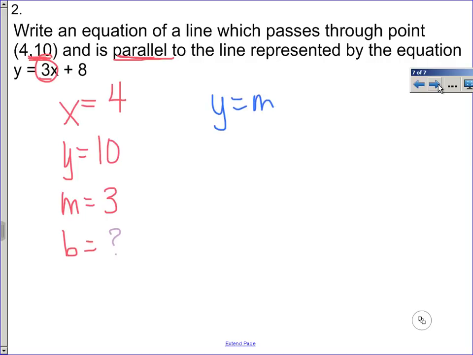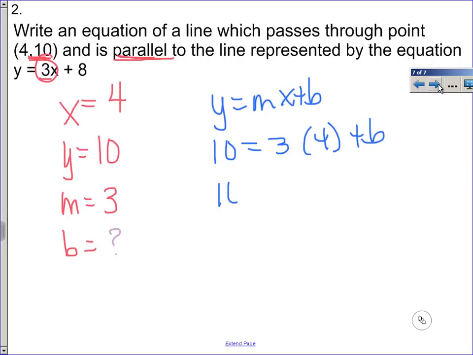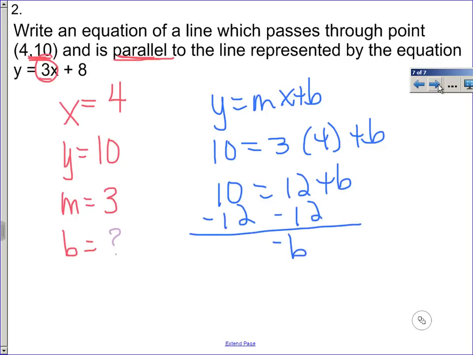Y equals mx plus b. 10 equals 3 times 4 plus b. 10 equals 12 plus b, minus 12, minus 12, b equals negative 2. So now I know that b is negative 2. I can go ahead and write my equation. Y equals 3x minus 2.